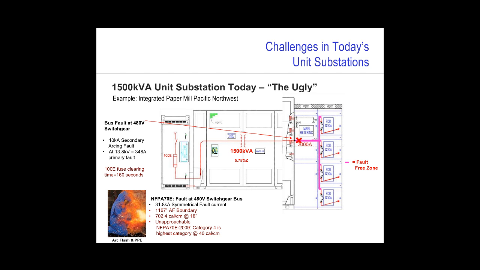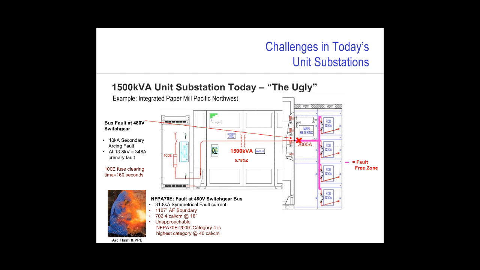First of all, let's assume that we had a bus fault. I'm showing here on the lower left a 10,000 amp secondary arcing fault between phase and ground on the secondary of this substation. If we look at the next upstream protective device, it happens to be that 100 amp fuse on the primary of the sub. And at 13.8 kV, the 348 amps that would be reflected onto the primary of this substation would ultimately result in this fuse clearing in 160 seconds.